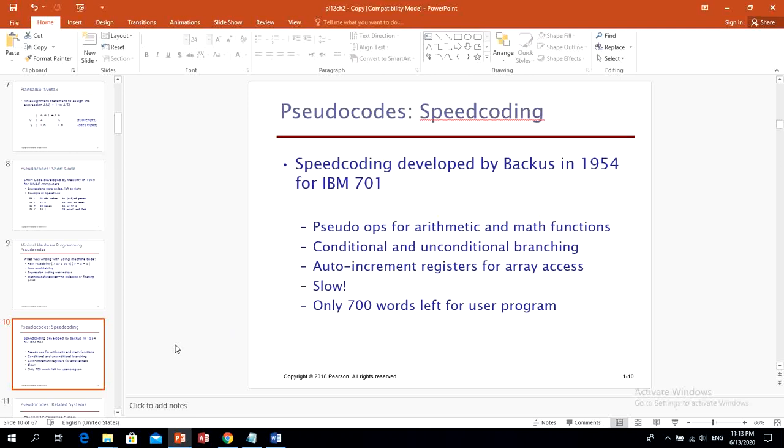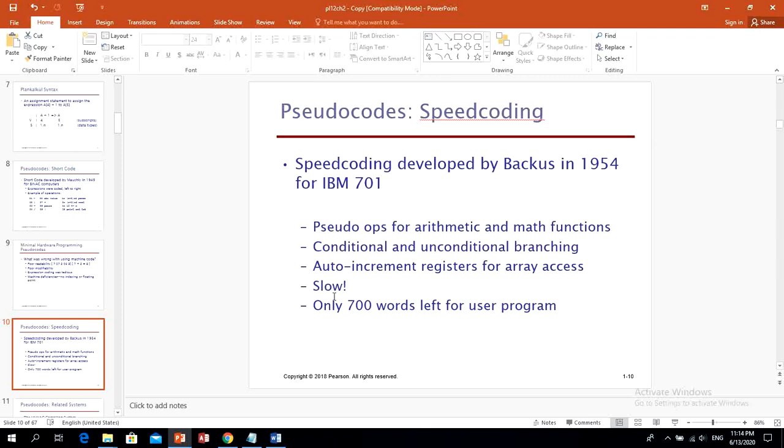And Speedcode comes after Shortcode, which was developed by Backus in 1954 for the IBM 701. The IBM 701 is a machine, a computer, like what we see right now. We have HP and Toshiba and stuff like that. So this is the IBM 704 at that time. There were no other computer hardware at that time, the 1950s. So Speedcode was developed by Backus back in 1954 for the IBM 704.